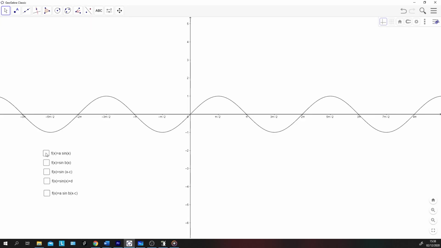We can influence the function f(x) = sin x by using different parameters. The first parameter is the amplitude. The amplitude is the peak deviation of the function from 0, in this case the x-axis. The amplitude for the function f(x) = sin x equals 1.